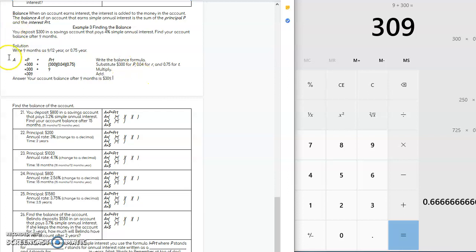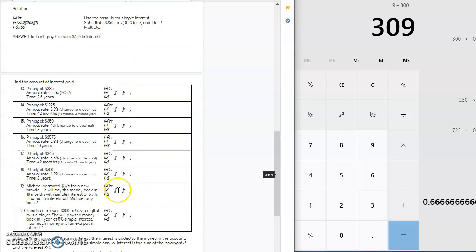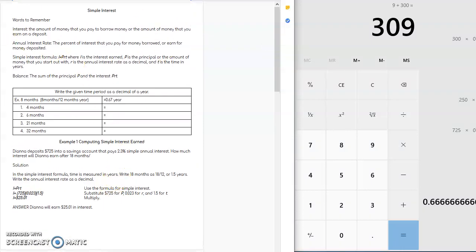So you're going to use A equals P plus PRT to calculate 21 through 26. This last one here, we'll call it number 27, is just simply a vocabulary review. If you have any problems answering these fill in the blanks down here, just scroll up here to the top and look at what we read at the very beginning, and that should help you out. We're going to move on.